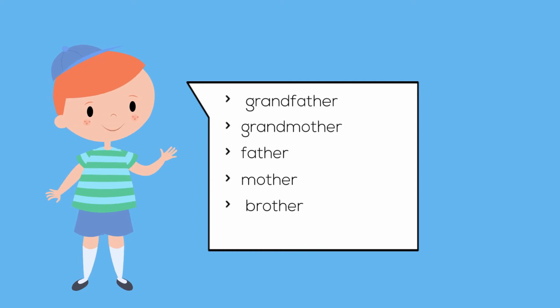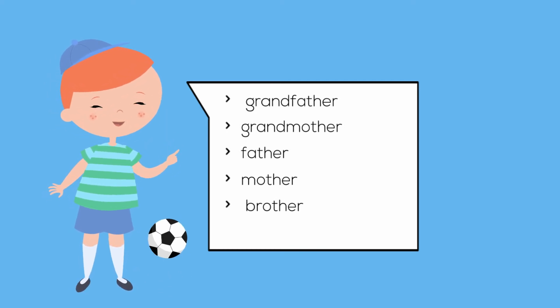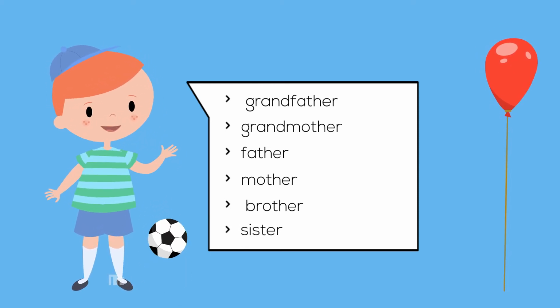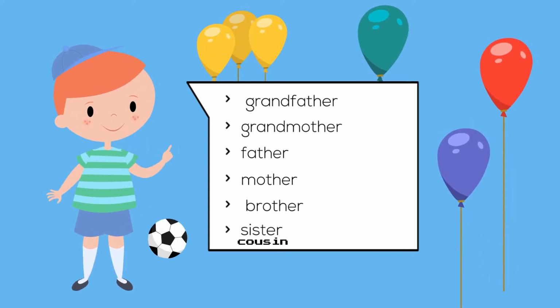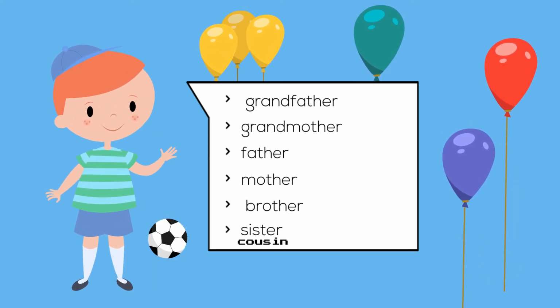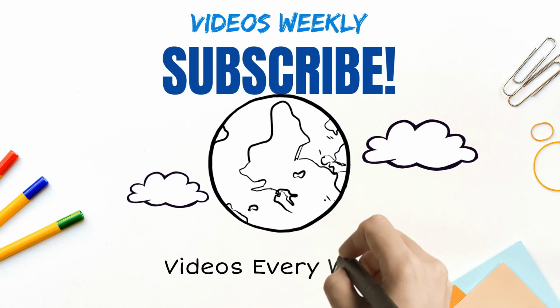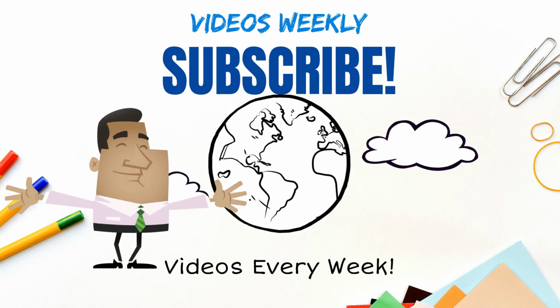So let's revise today's vocabulary and what we learnt today. We learnt about grandfather, grandmother, father, mother, brother, sister, and cousin. Feel free to revise what we have learnt today. If you're confused about any sections, rewind the video and watch it again.